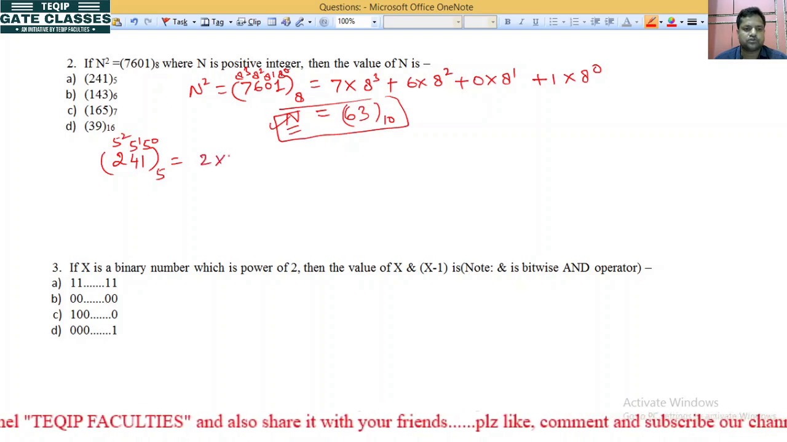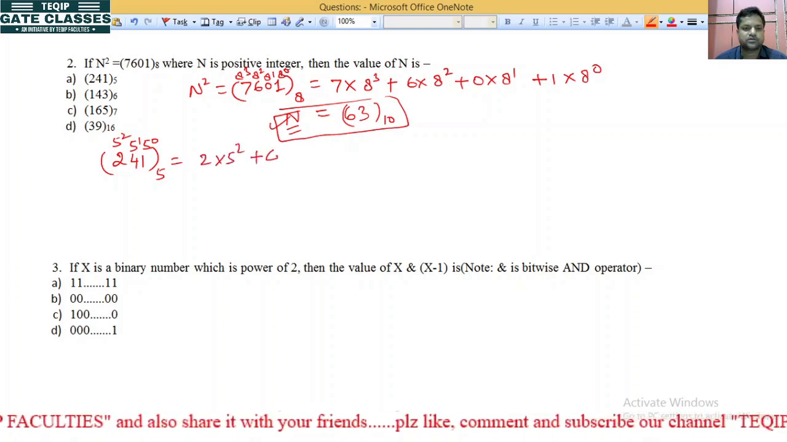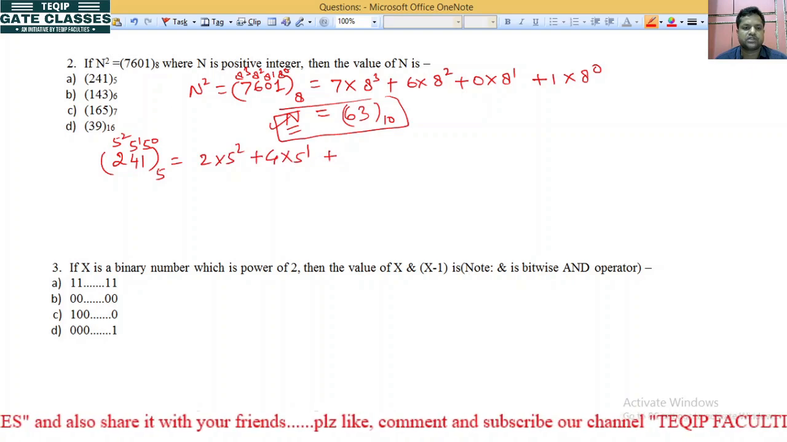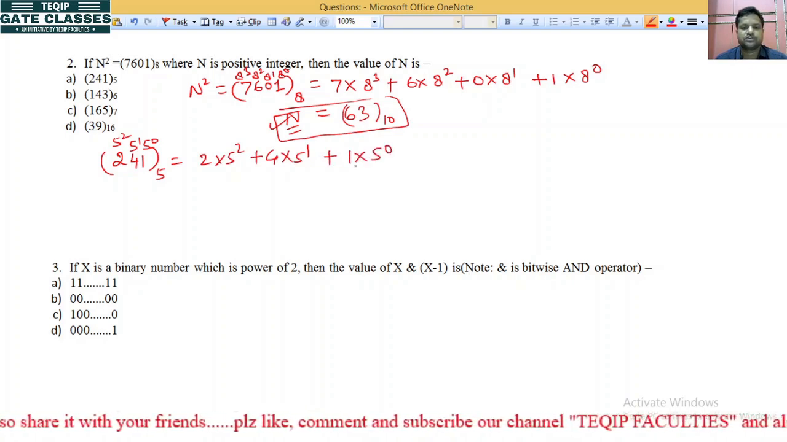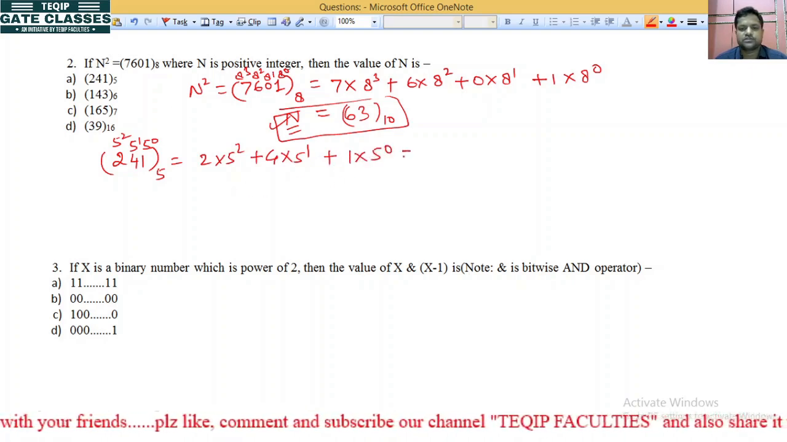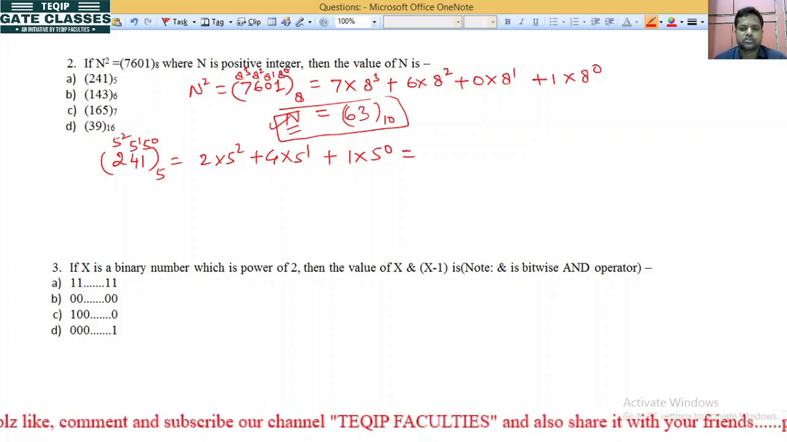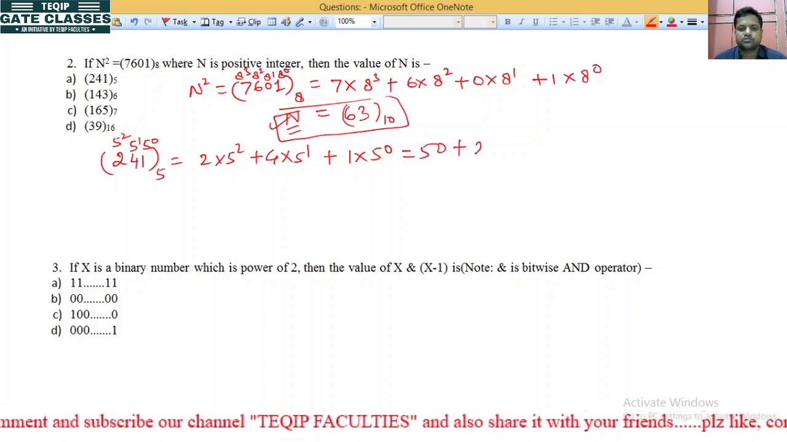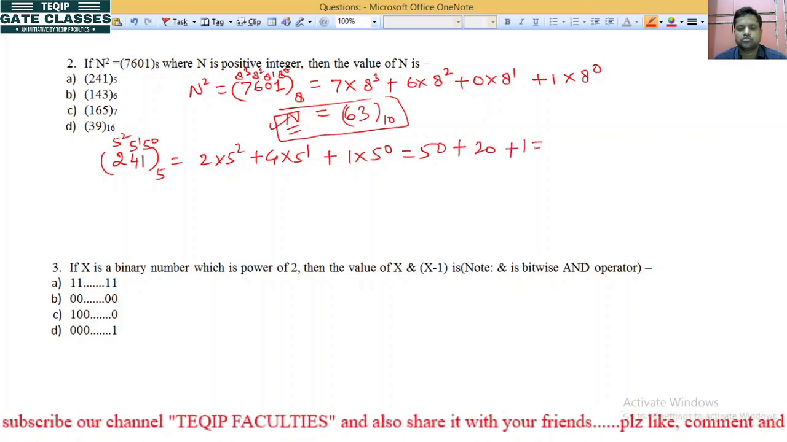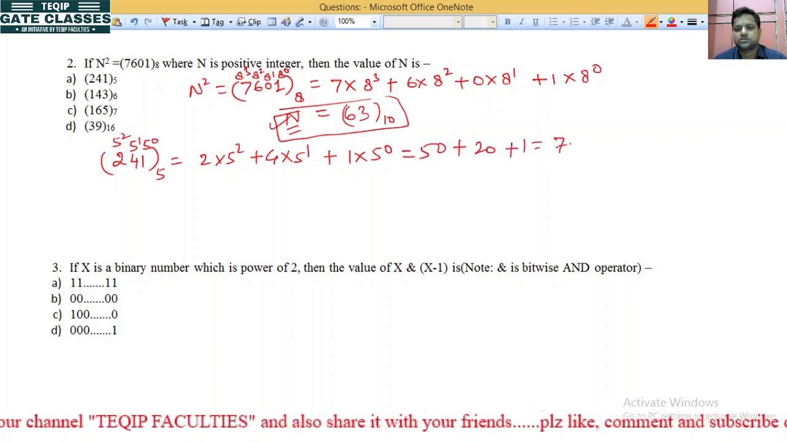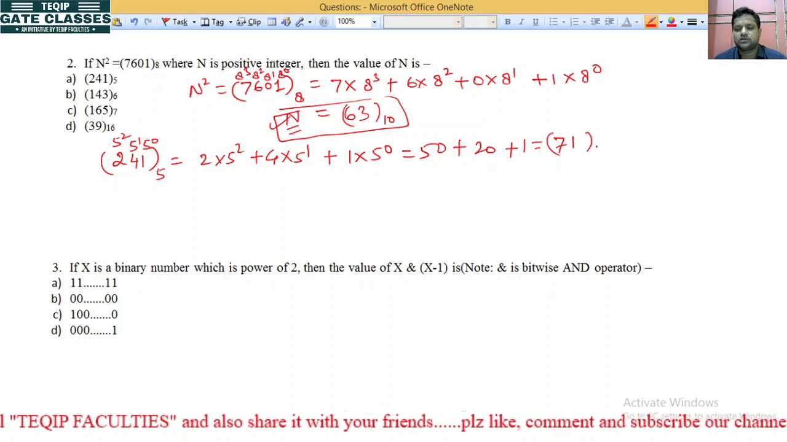So it is 2 into 5 square plus 4 into 5 to the power 1 plus 1 into 5 to the power 0. What will be the answer for this? 50 plus 20 plus 1. So it is 71.